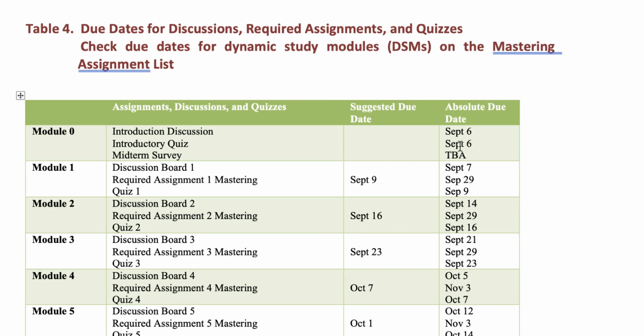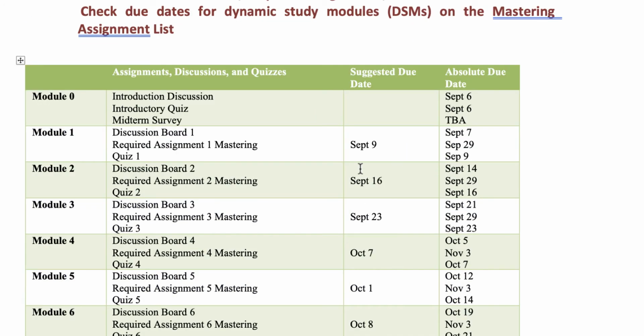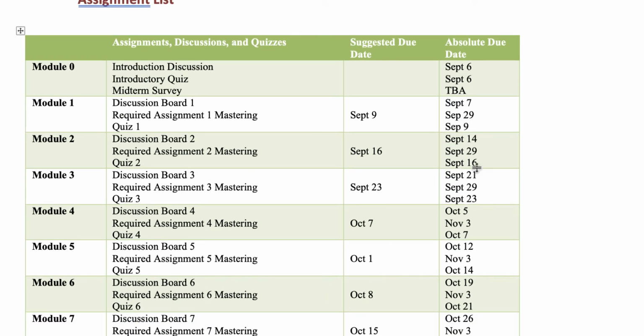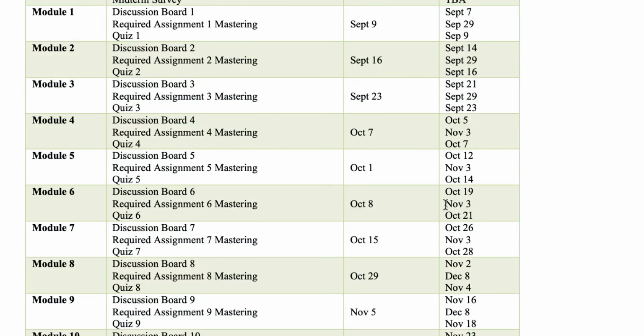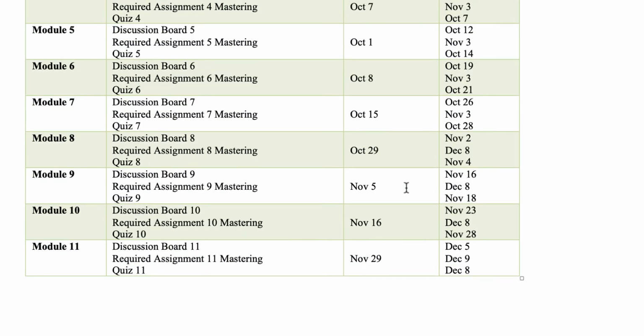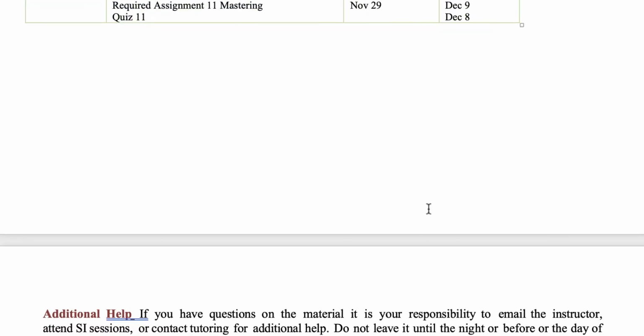Here we have due dates for the discussions, the quizzes, and the required assignments. These dates here are suggested due dates for your required assignments. That's when you should really finish them. Don't leave them until the absolute due date, because these are all due the day after an exam, and I'll tell you right now, there's no way you'll be able to get through all of the assignments in the one day. So make sure that you're working on these assignments as you go. So make sure you keep track of these due dates.